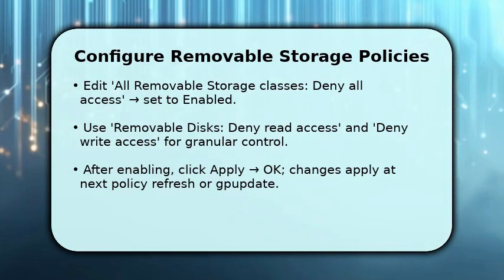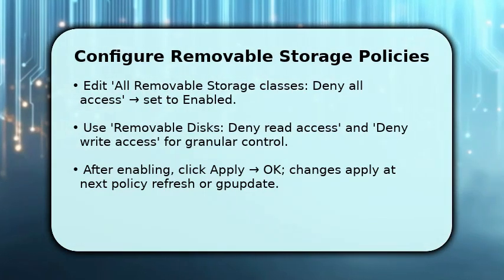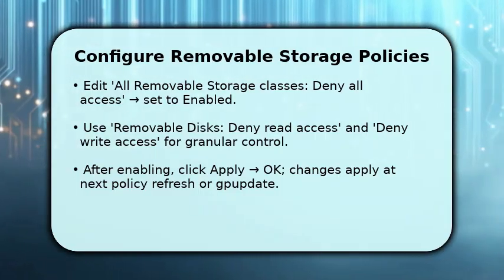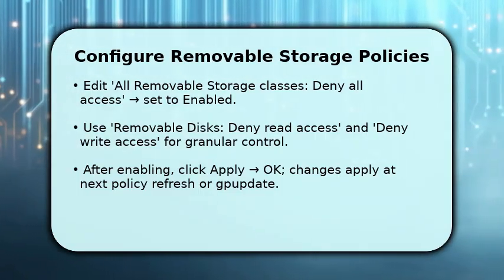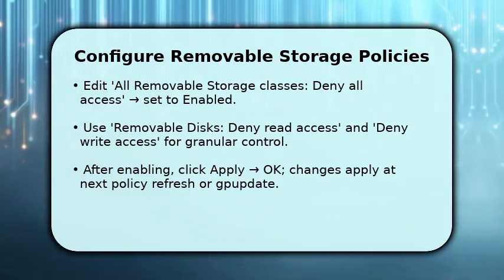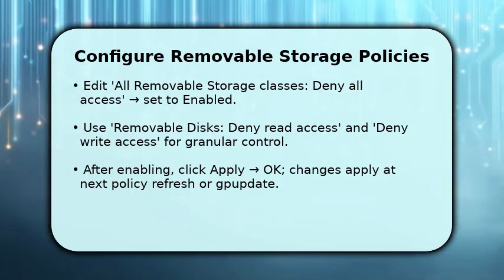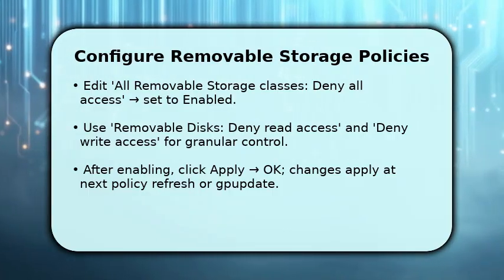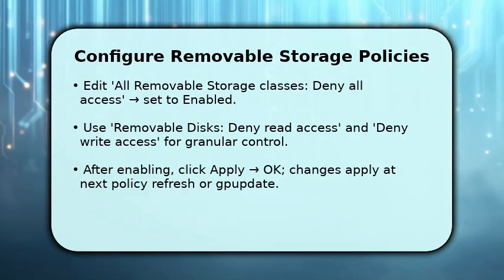Now you'll set the specific denial settings. Double-click All Removable Storage classes: Deny all access, and choose Enabled. This blocks mass storage devices outright. If you need granularity, instead enable Removable Disks: Deny read access and Removable Disks: Deny write access separately, which lets you tailor read versus write permissions.